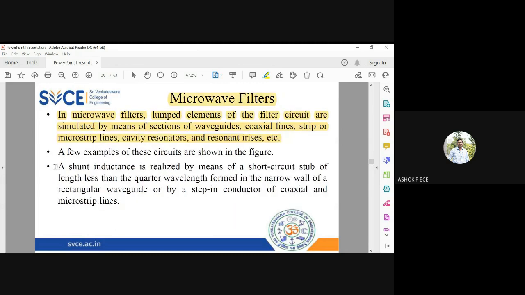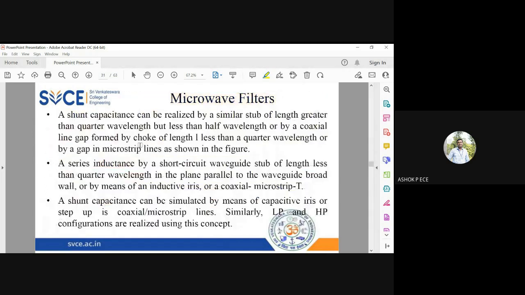The shunt inductance is realized by means of a short circuit stub less than lambda by 4. That's what we have seen in that graph. And the shunt capacitance is greater than lambda by 4. Both are opposite. Series inductance less than lambda by 4. Series capacitance more than lambda by 4.